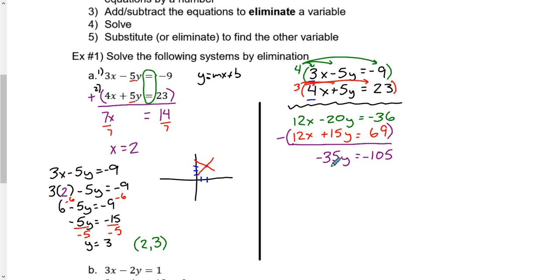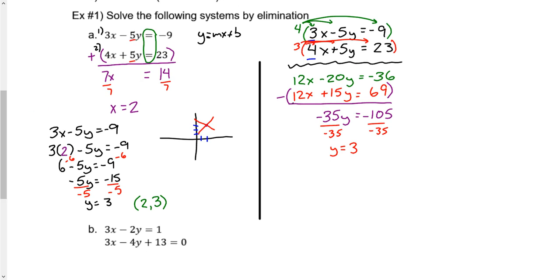And we just have to finish off our work. Get the y by itself. Divide by the negative 35. And y equals 3. Well, if y equals 3, I can then plug it into any of these equations.